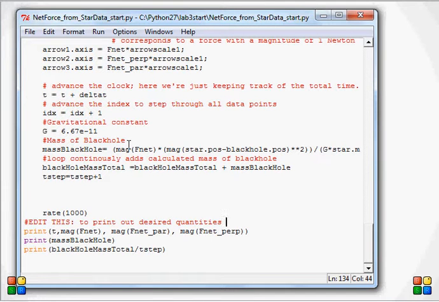We simply rearrange the gravitational force formula, and down here we have the continuous loop for the average of the total mass. And we printed out the mass of the black hole and the total, which would be the average, which would be the total minus the total time step. And also the Fnet parallel.